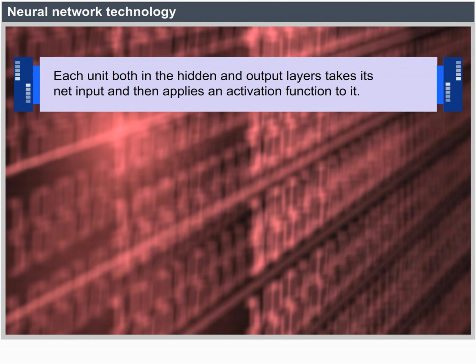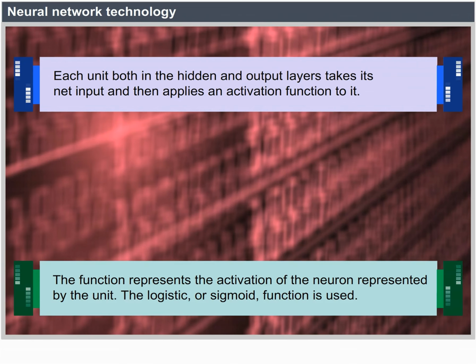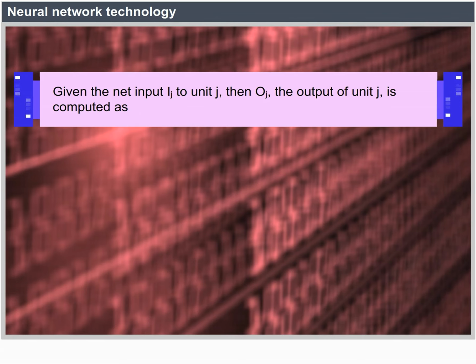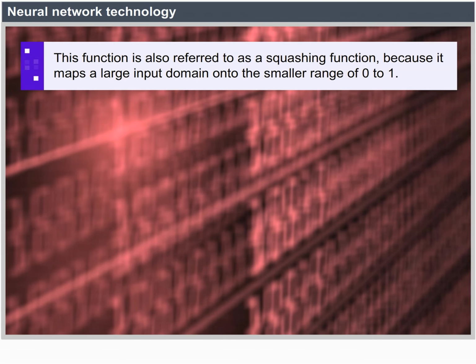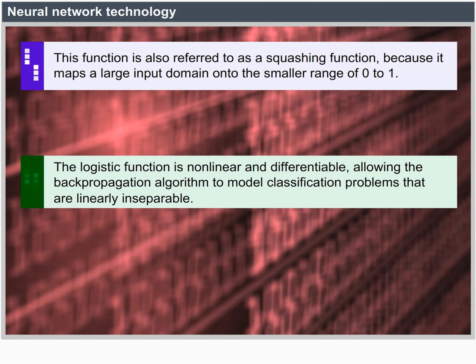The function symbolizes the activation of the neuron represented by the unit. The logistic or sigmoid function is used. Given the net input Ij to unit j, then Oj, the output of unit j, is computed as Oj equals 1 by 1 plus e to the power minus Ij. This function is also referred to as a squashing function because it maps a large input domain onto the smaller range of 0 to 1. The logistic function is nonlinear and differentiable, allowing the backpropagation algorithm to model classification problems that are linearly inseparable.